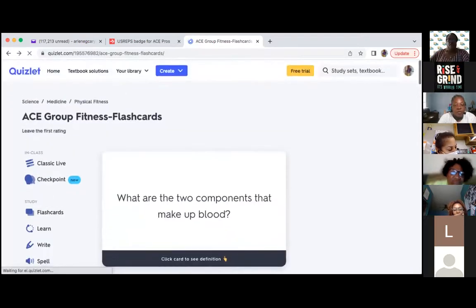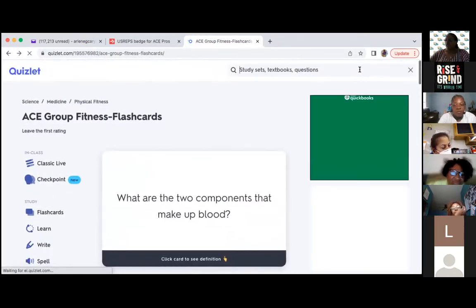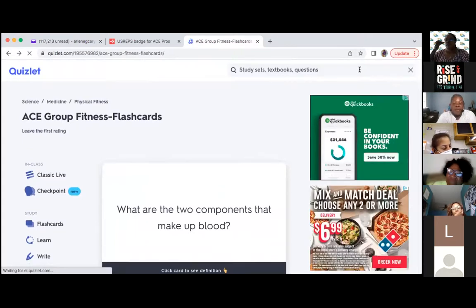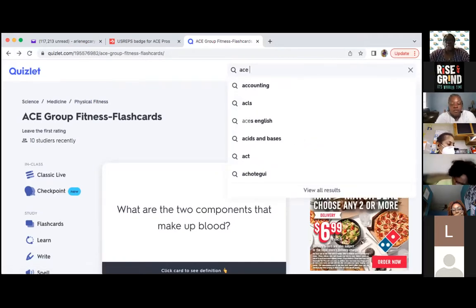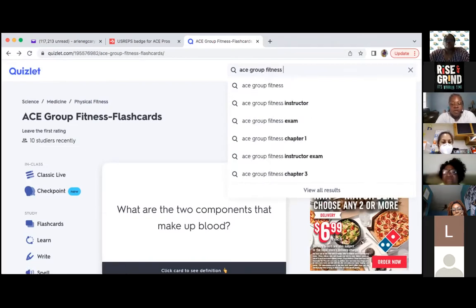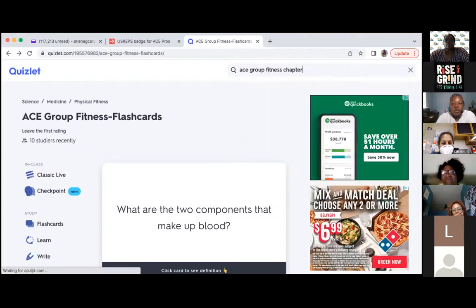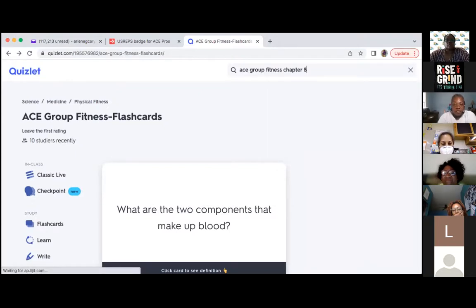But okay, and the test is really all multiple choice, or are there any true and false on the test? I mean, it's multiple choice, so it won't have just true or false. It's going to be A, B, C, D. Gotcha. So ACE group fitness, chapter 8. Let's see.